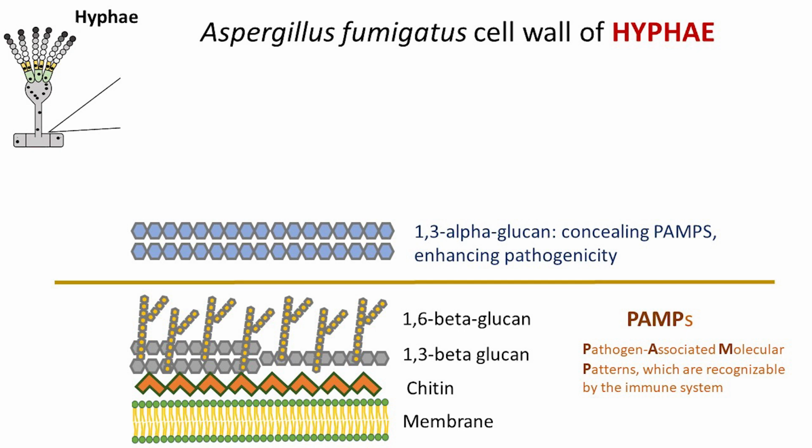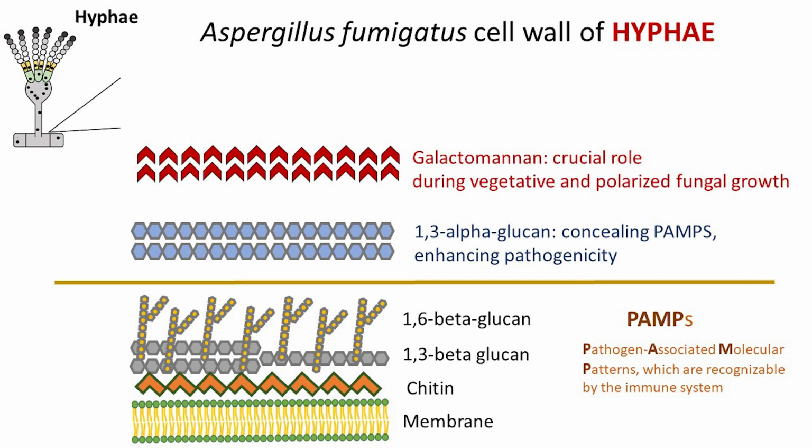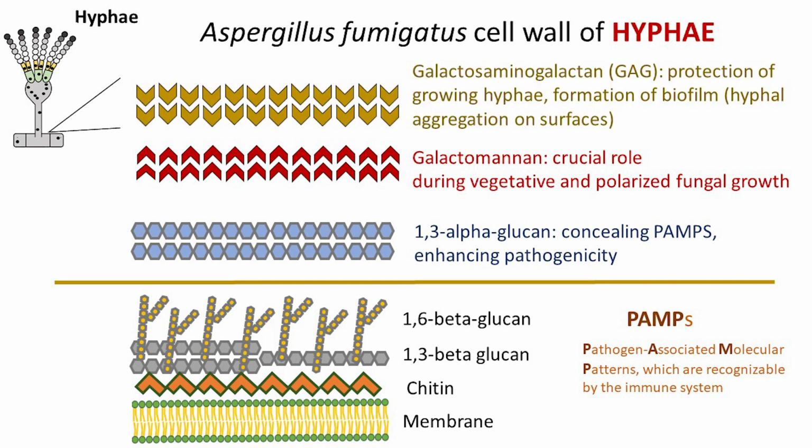As I said before, the polysaccharide alpha-1,3-glucan covers the conservative part of the cell wall, making chitin and glucans not visible to the immune system of the fungal host. There are two main components located on top of alpha-1,3-glucan. Galactomannan is a polysaccharide crucial for vegetative and polarized fungal growth. Being a unique component of the Aspergillus cell wall, detection of galactomannan in blood and body fluids of humans is a diagnostic sign of invasive aspergillosis. And the last, the polysaccharide galactosaminogalactan, is the upper layer of the hyphal cell wall.